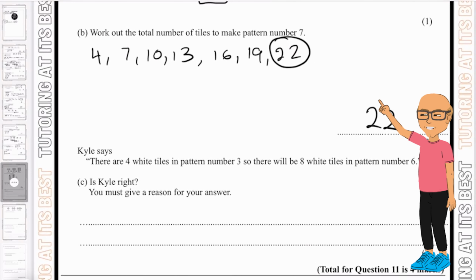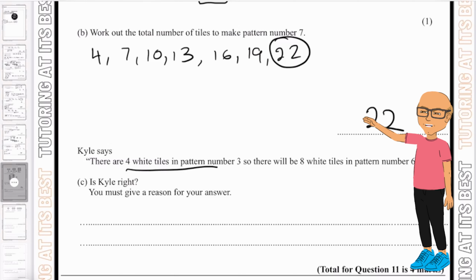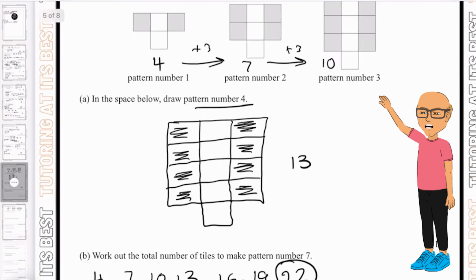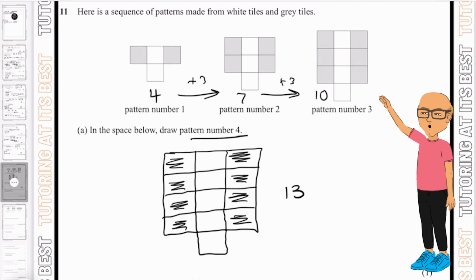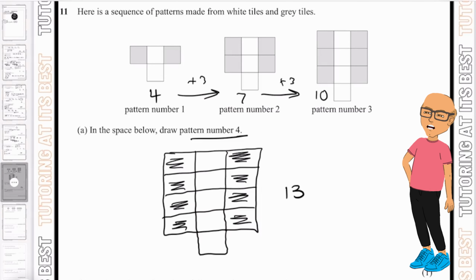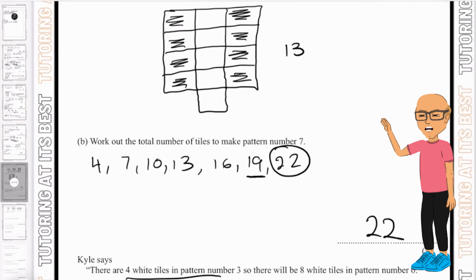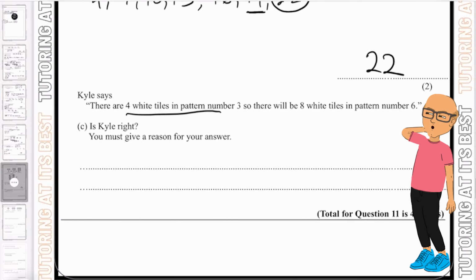Now Kyle says there are 4 white tiles in pattern number 3, so there will be 8 white tiles in pattern number 6. Is Kyle right? So 4 white tiles in pattern number 3, so there will be 8 white tiles in pattern number 6. Now we know, calculating pattern number 6, we have 19 tiles in total. So if we take a look at this here, we certainly know that Kyle is incorrect.